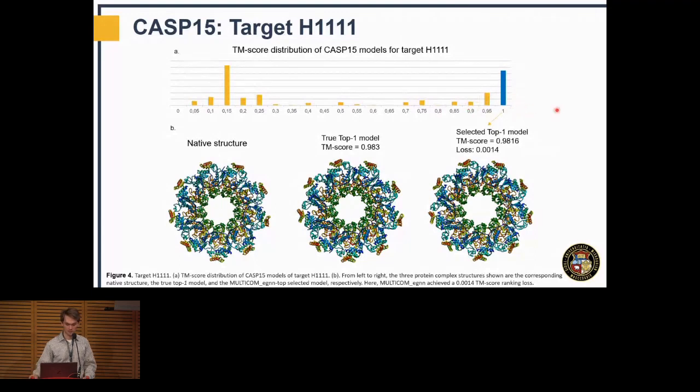And we find that DProQA in CASP15 was actually able to select one of the best decoys possible. So the loss it had here for TM score was very, very low compared to all the other methods. So we thought that was an interesting example.